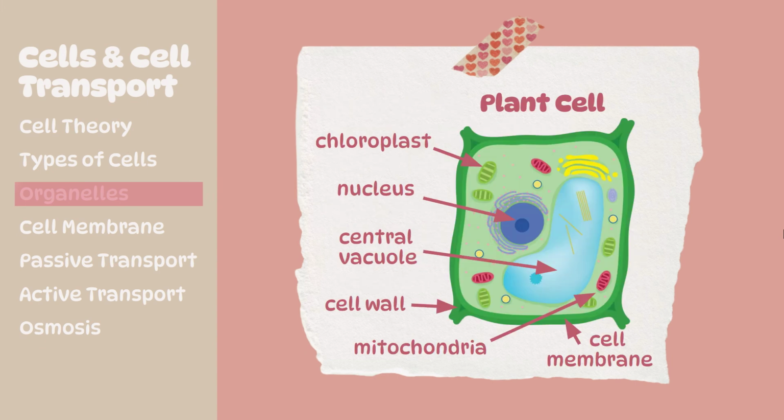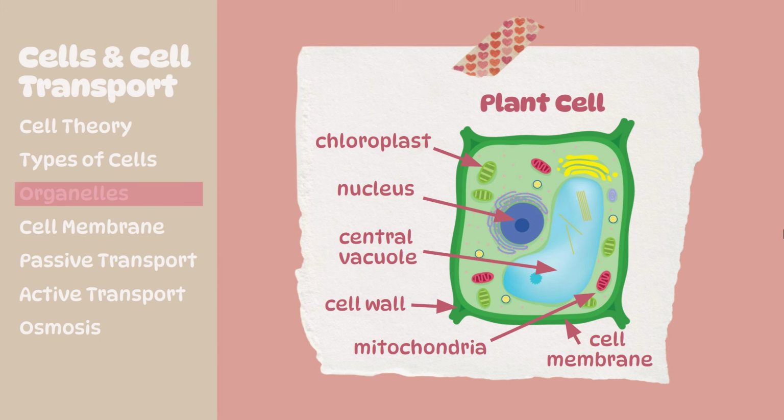Here's an example of a plant cell. We have some important key organelles labeled here. You need to know these. So plant cells have a chloroplast. That's where photosynthesis happens. They have a nucleus because they're eukaryotes. That's where the DNA is found. They have a central vacuole, that very large storage bubble filled with a lot of water.